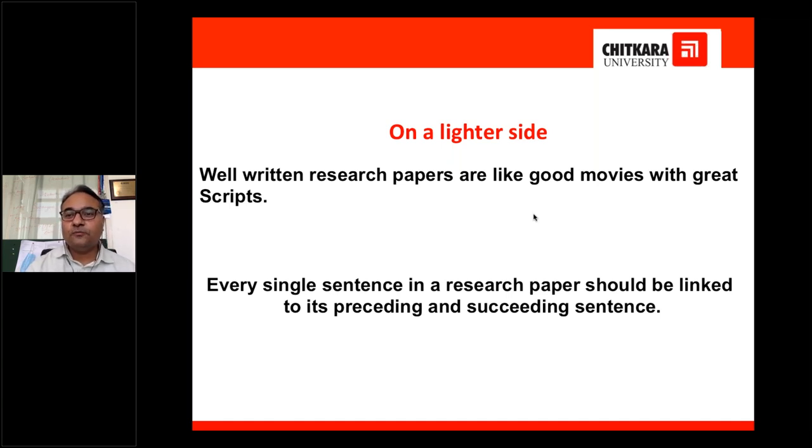And if we get to watch a movie where the links are missing, and suddenly a scene appears which has no correlation to the earlier scenes, then that is not a good movie. And so it is true for a research paper as well.